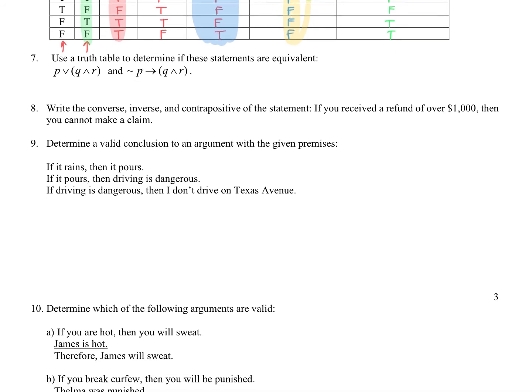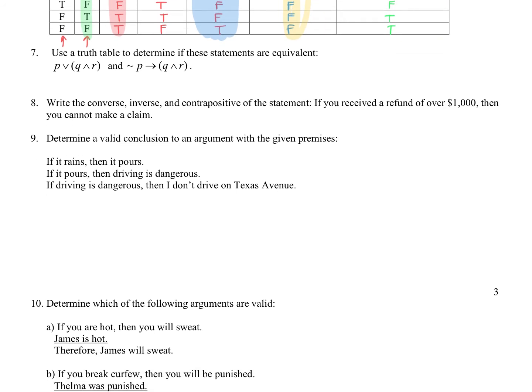All right, number 7. Use a truth table to determine if these statements are equivalent. So for this, we're going to need 3 different variables, right? We have P, Q, and R. When you have 3, you're going to have 8 rows. So I'm going to try to do it here. Hopefully I have enough space.